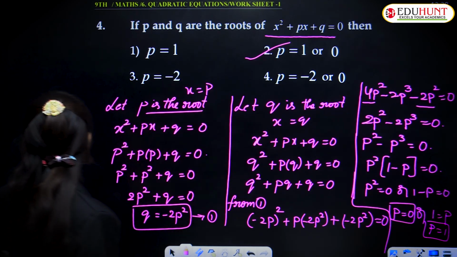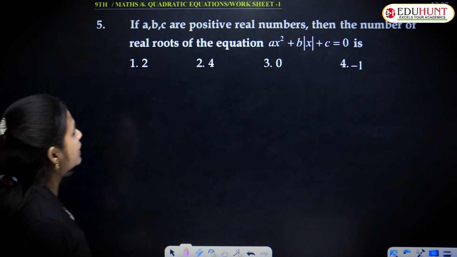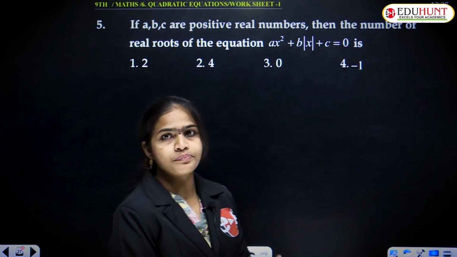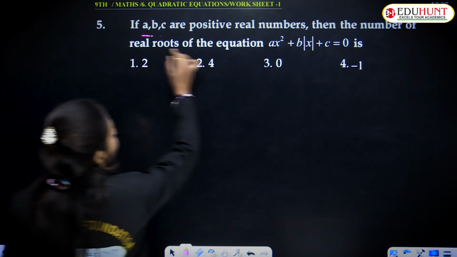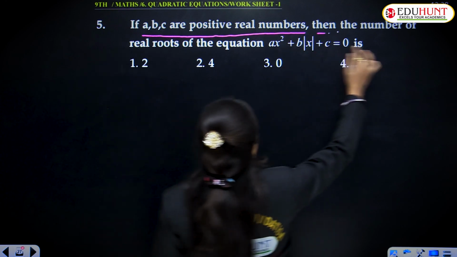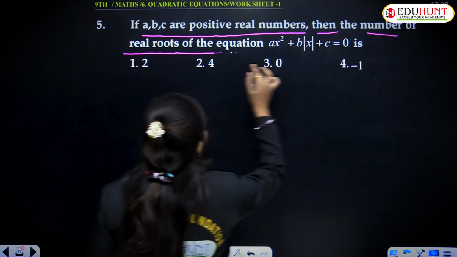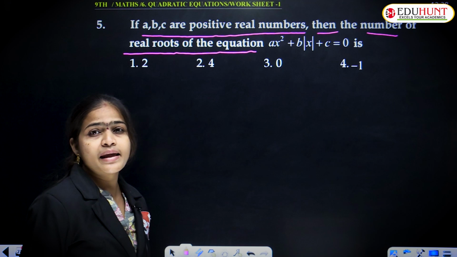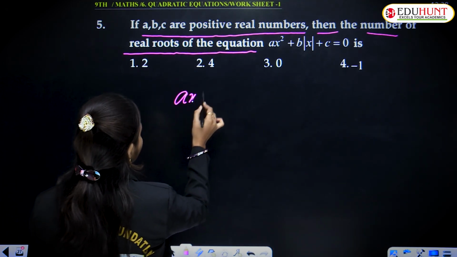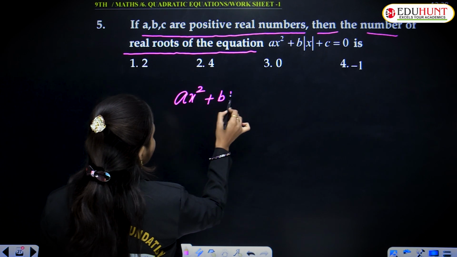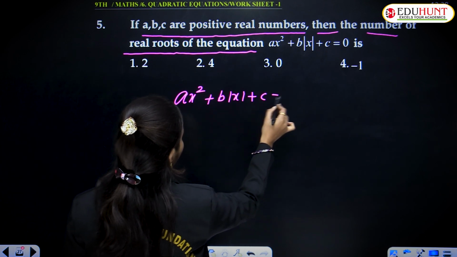Yes. So let us see the next question, the fifth one. So what is that fifth question? So children, it says that if A, B, C are positive real numbers, then the number of real roots of the equation. So here what is that equation? a x square plus b modulus of x plus c is equal to 0.